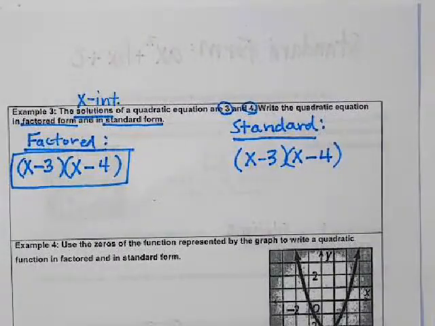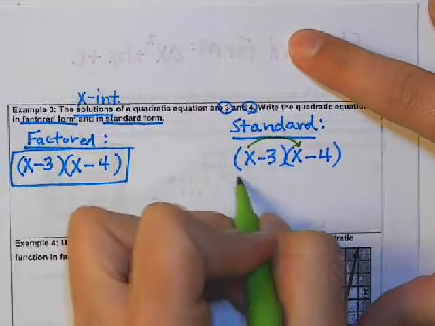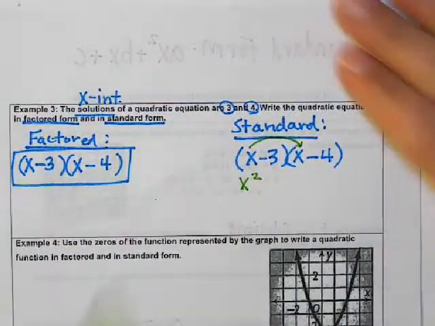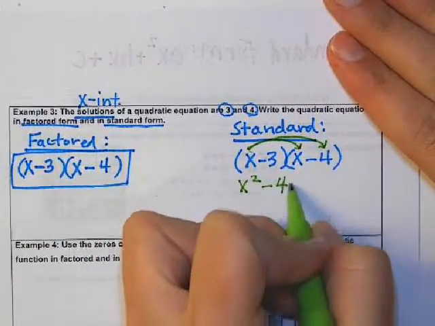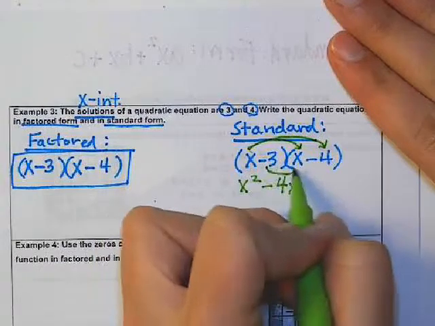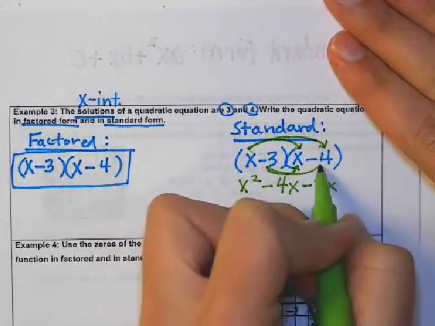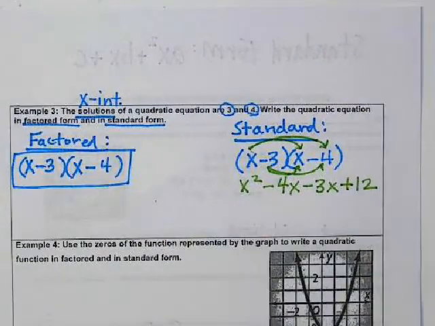Double distribute. Make sure you draw those arrows. X times X is X squared. Make sure you put that little 2 on there. X times the -4 is -4x. Then underneath, -3 times X is -3x. Perfect. -3 times -4 is +12. Is this standard form? No.